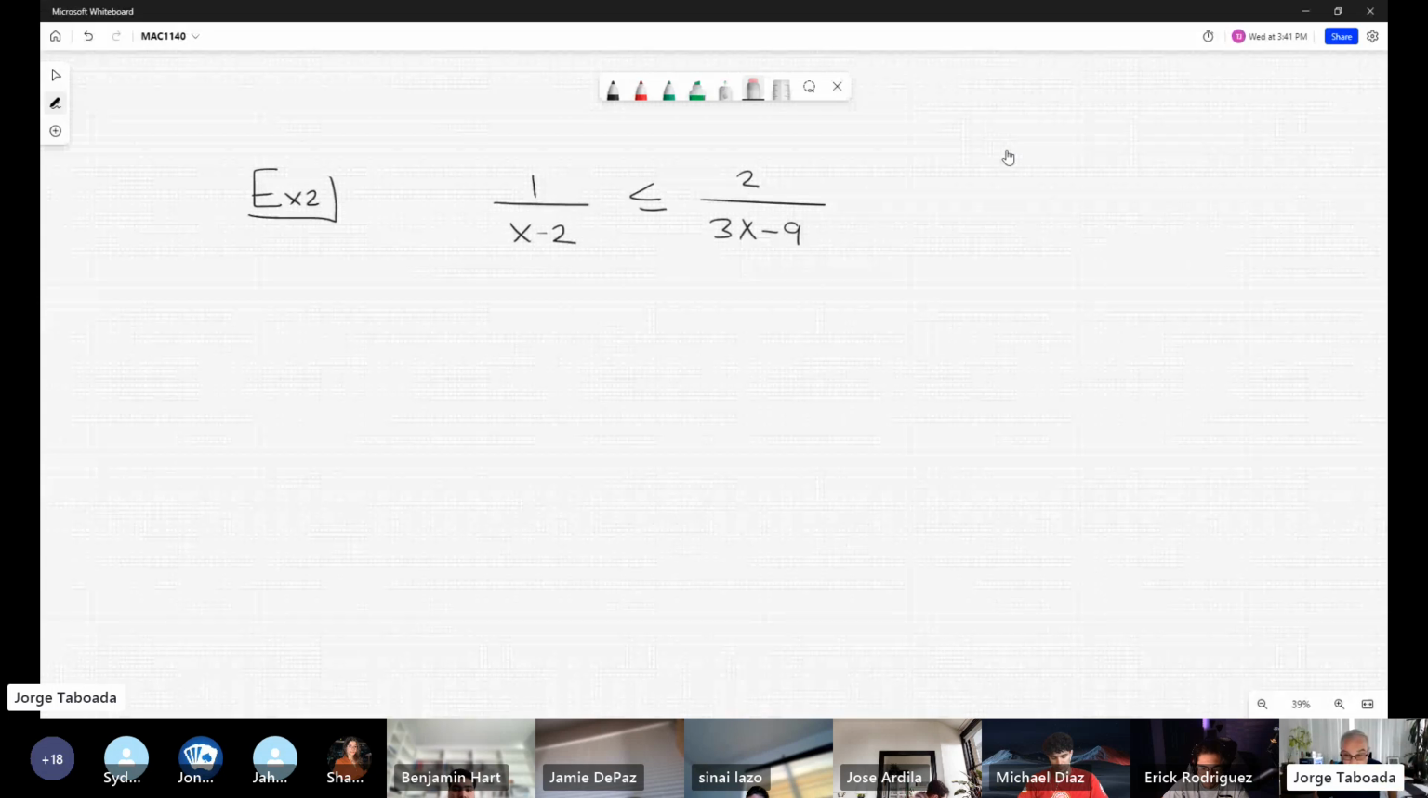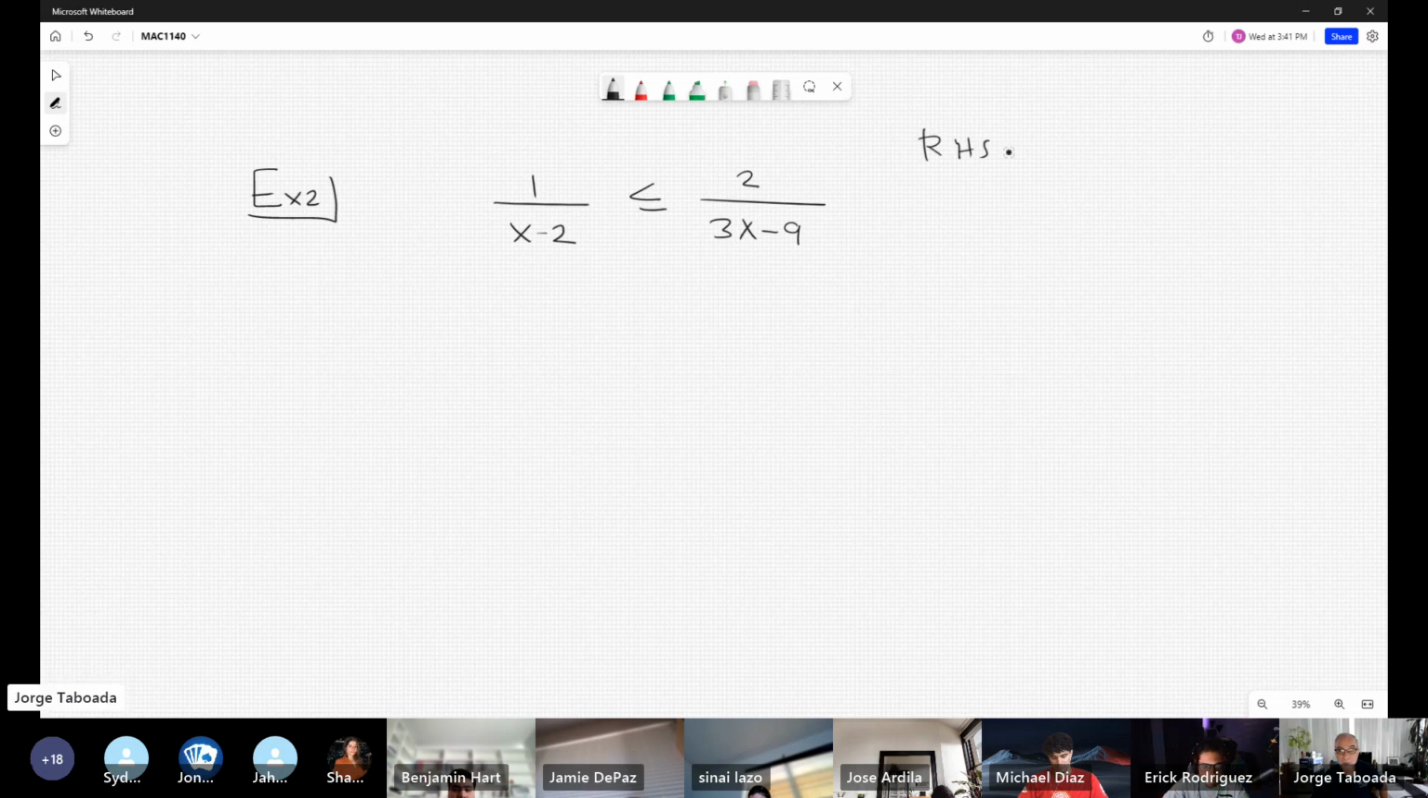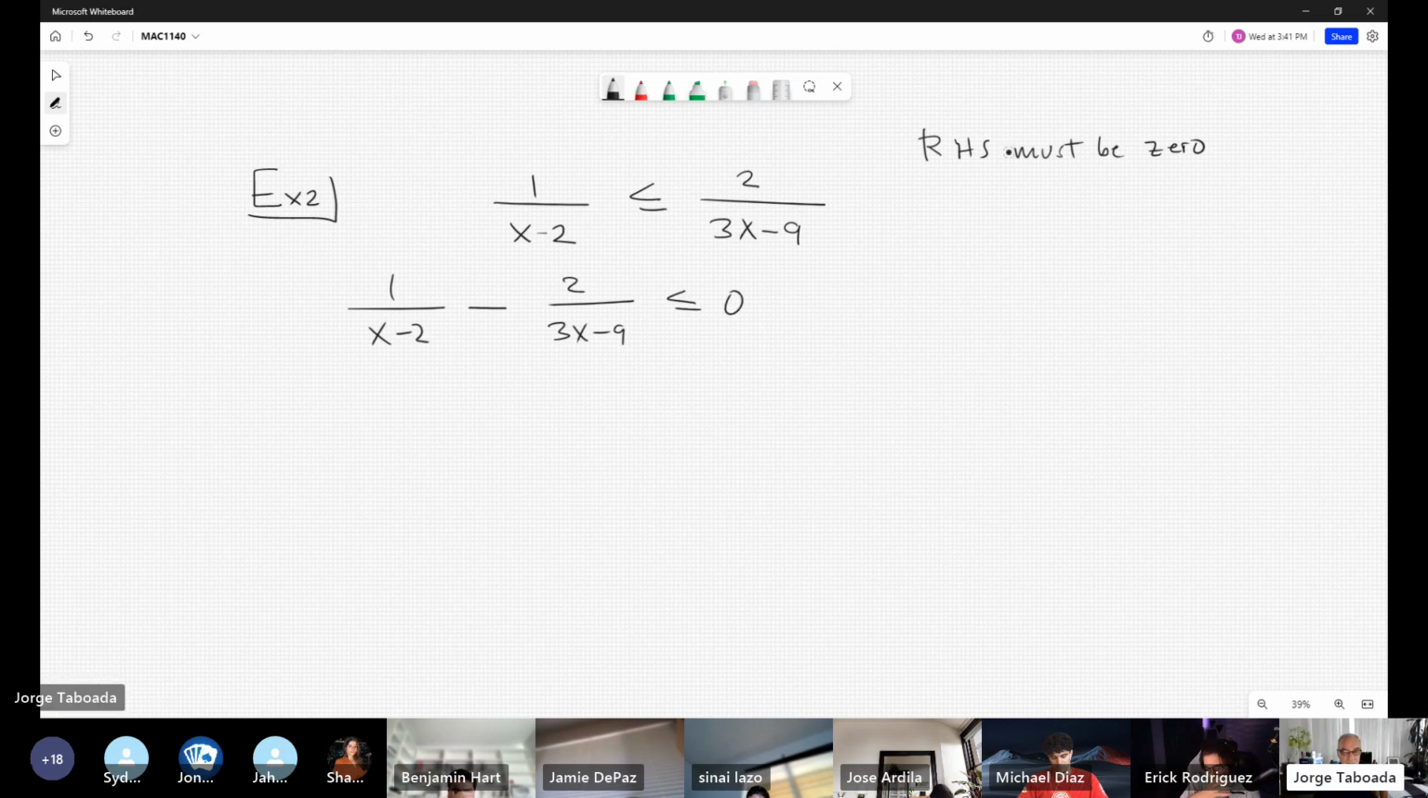Okay, what should I do? As always, what is the first step? The right hand side must be 0. Please don't forget that. You move it: 1 over x minus 2 minus 2 over 3x minus 9 less than or equal to 0. Do you follow me? This is important. Without this step, you cannot progress in the solution. Okay?